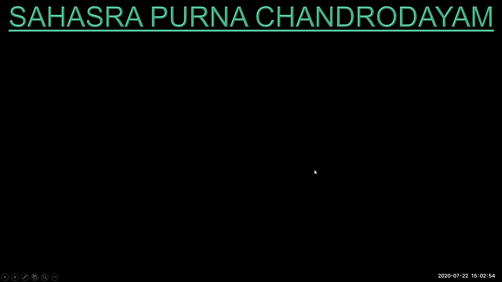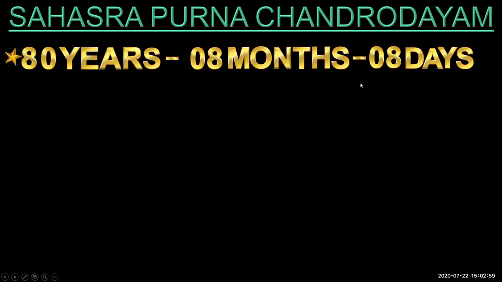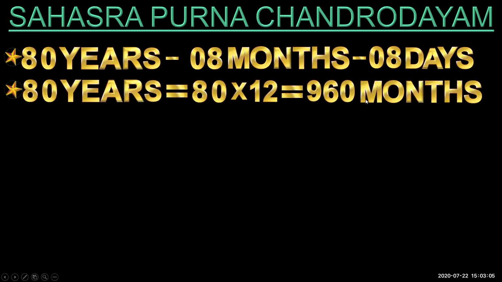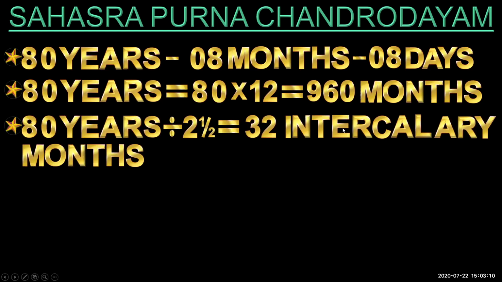In the Sahasrapurna Chandrodaya, why has Vaikanasa Maharshi said this period is sufficient for 1000 full moons? 80 years, 8 months, 8 days is sufficient for 1000 moons. So 80 years we have got 80 times 12, 960 months. And in 80 years divided by 2.5, that is every 2.5 years, there is an Adhikamasam in our Panchangam. Occurring because of the lunisolar calendar, the sun is always a step behind. He is similar to the short hand in a clock, and the moon is the long hand. The moon runs far ahead, and he makes nearly 13 revolutions when the sun has completed only one revolution. Therefore, because of that difference, every 2.5 years there will be an Adhikamasa. So in 80 years, divided by 2.5, we have got 32 intercalary months.